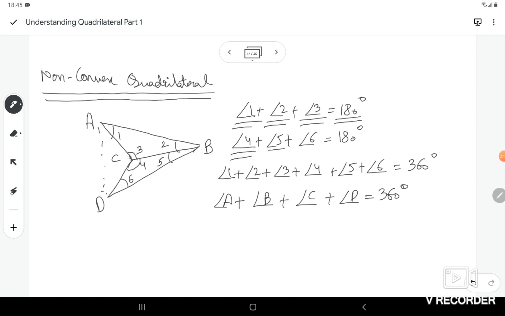Similarly, angle 4 plus angle 5 plus angle 6 would be equal to 180 degrees. On adding these two equations, we get angle 1 plus angle 2 plus angle 3 plus angle 4 plus angle 5 plus angle 6 equal to 180 degrees plus 180 degrees, equal to 360 degrees. So angle 1 plus angle 2 plus angle 3 plus angle 4 plus angle 5 plus angle 6 is nothing but angle A plus angle B plus angle C plus angle D, which again comes out to be 360 degrees.